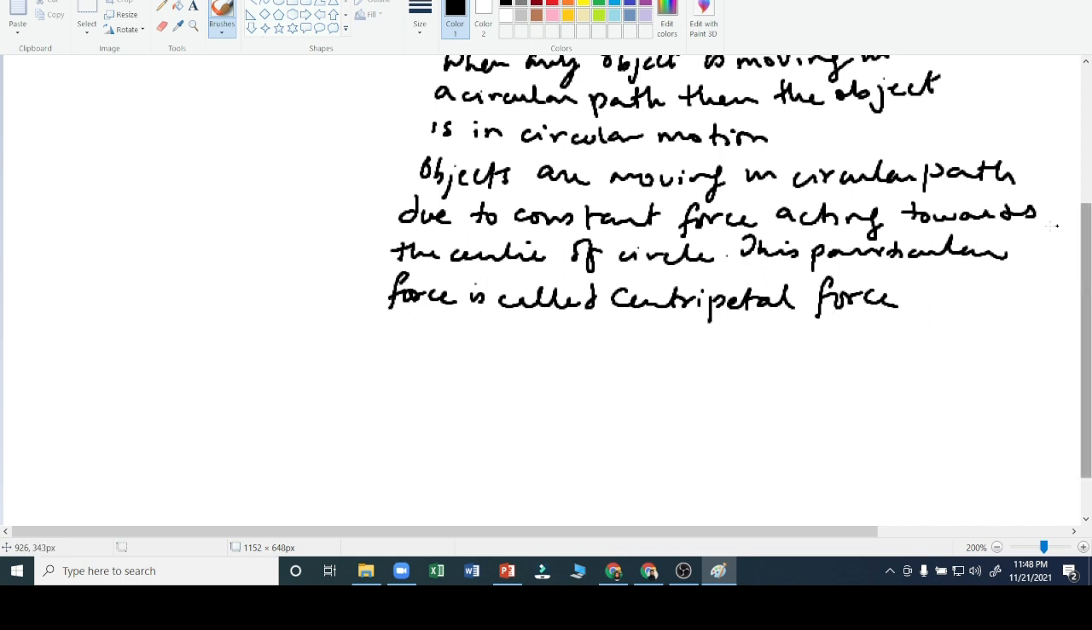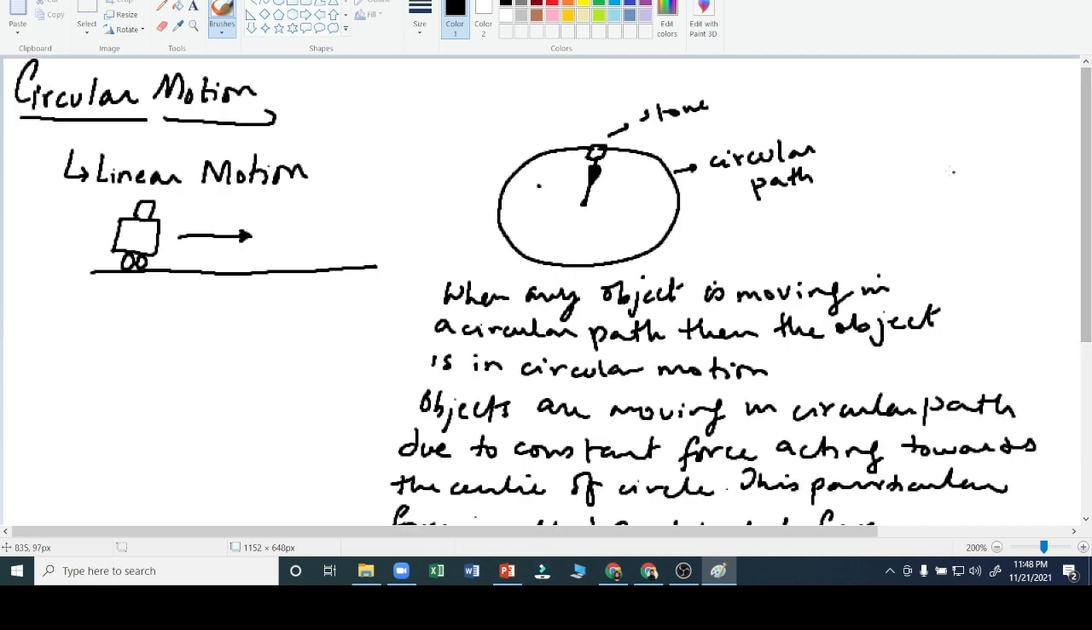So anything that moves in a circle, there will be a constant force, and the movement of the object in the circular orbit or circular path is due to a constant force. The direction of that particular force will always be towards the center of the circle, and that particular force we call centripetal force. So there are some factors.